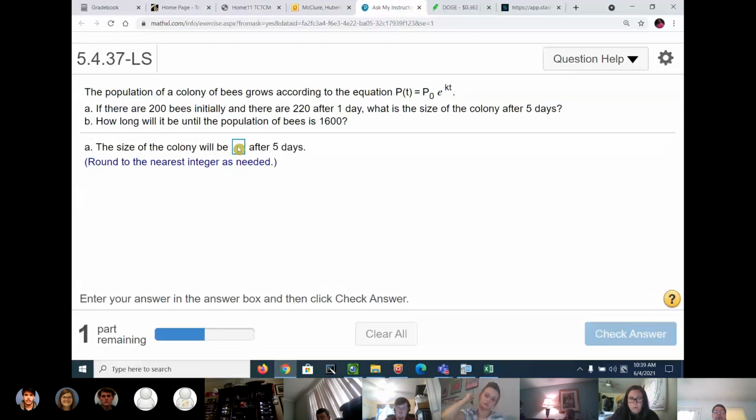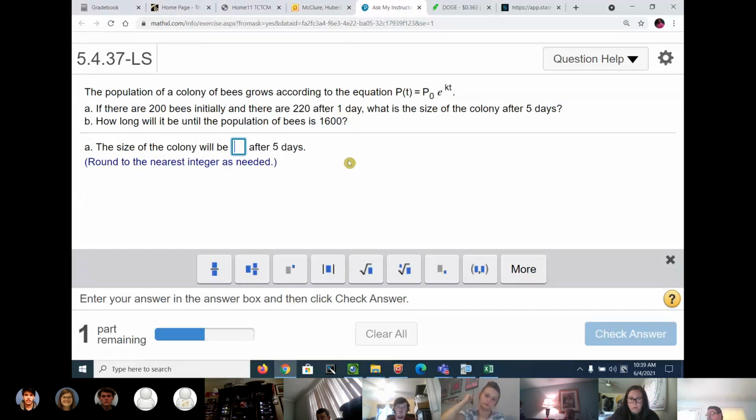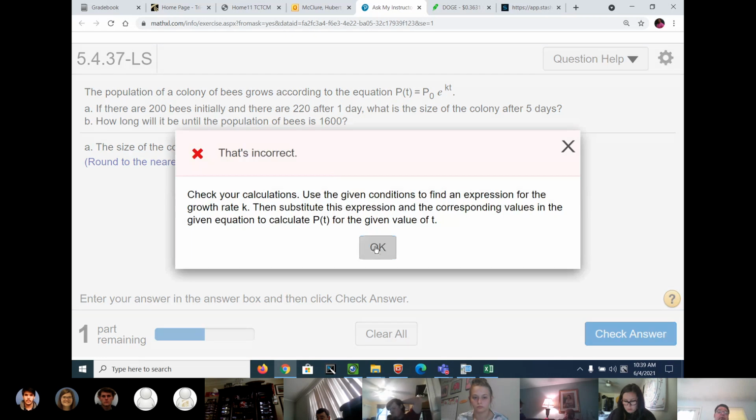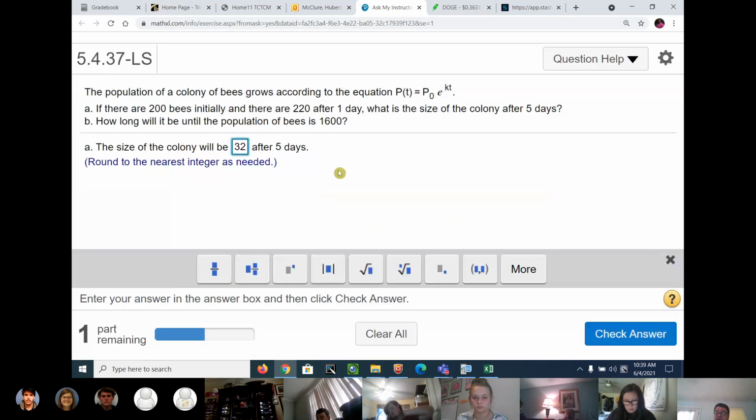Round to the nearest integer. Now the decimal is not over 0.5, but in statistics, and this is not statistics, it's more of biology, if you have a 0.1 or 0.01, you round up to the next. So I don't know. I'm gonna put 323. If that don't work, 322, and 322. Unless I calculated wrong. Somebody check my calculations. There we go.